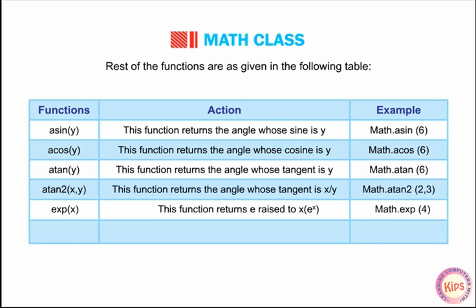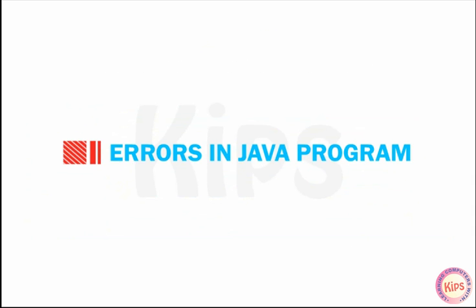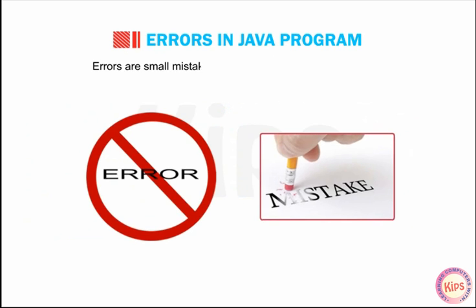Math.round(x) returns the rounded value up to the nearest integer. Let us learn about errors in a Java program. Errors are small mistakes that affect the output of a program.